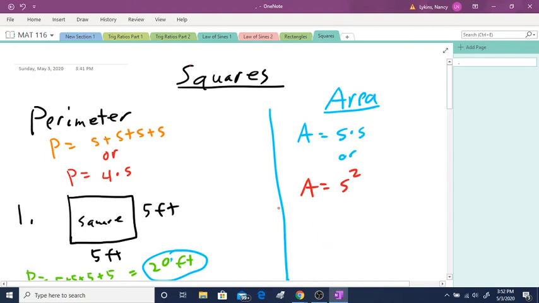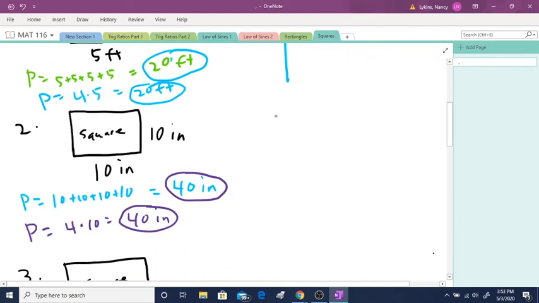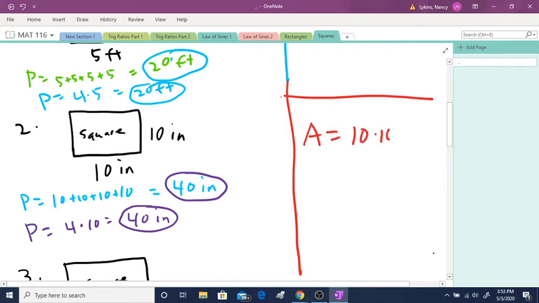So on my first one, I'm going to just say, okay, 5 times 5, which is 25. And area is always squared because I've got 2 feet that I'm multiplying, so it'll be feet squared. Now, if I've got my side of a square to be 10, I'm just going to say 10 times 10, which is 100, and it's going to be inches squared. Or you could say area equals 10 squared, which is also 100.